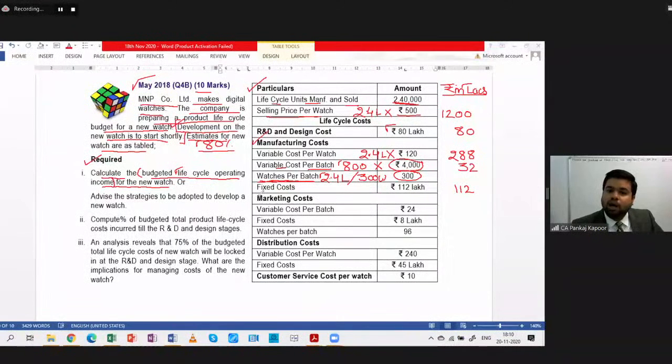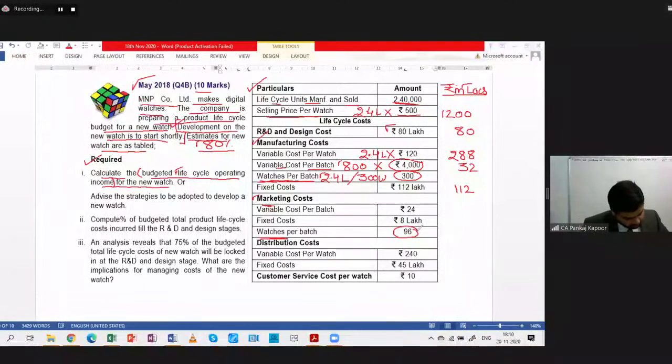Moving further, marketing cost. Again, the variable cost per batch is given. It means you are selling in lots, in batches. What is the batch size? It is given to you here. The batch size for the purpose of marketing is 96. Please mind, my dear friends, it is possible that the batch size for marketing or selling may be different from the batch size for manufacturing. Like in this question itself.